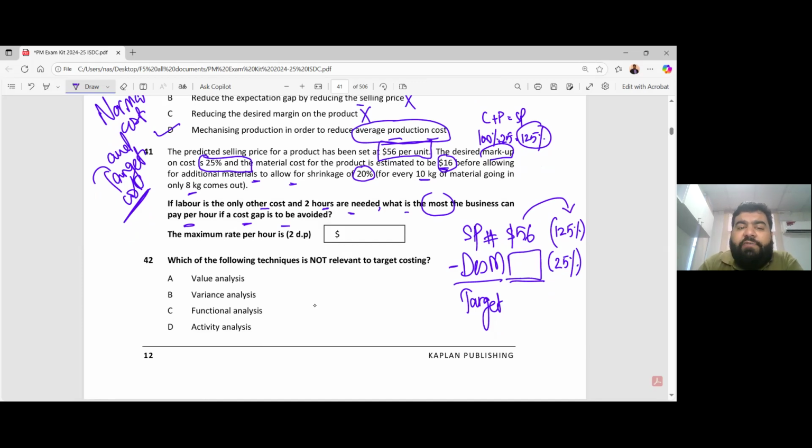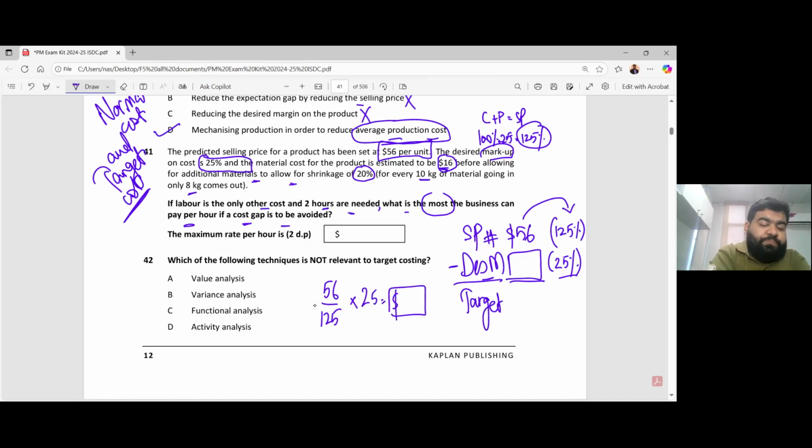How? If there is a percentage and we have to calculate another value with the use of percentage, the value we are given is a selling price, so it's 56, not 156, sorry, it's 56 divided by its own percentage 125. No need to write the percentage sign, just divide by 125 and multiply with the percentage of the value you want to go to. For example, you want to calculate desired margin, its percentage is 25, so multiply with 25, you will get the value of desired margin.